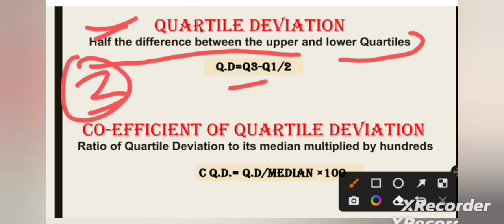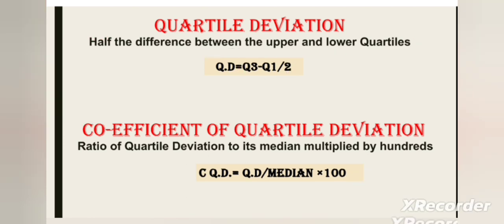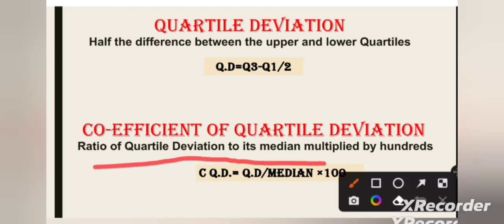Q3 minus Q1 is known as the interquartile range. The interquartile range when divided by 2 becomes the semi-interquartile range, which describes the quartile deviation. The coefficient of quartile deviation is the ratio of quartile deviation to its median multiplied by 100.